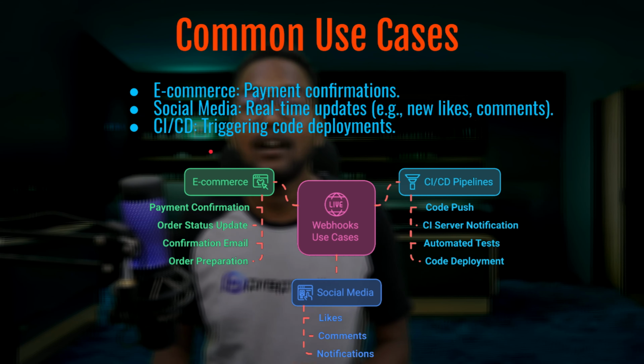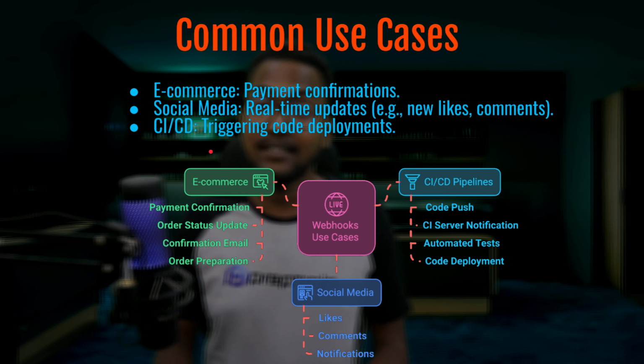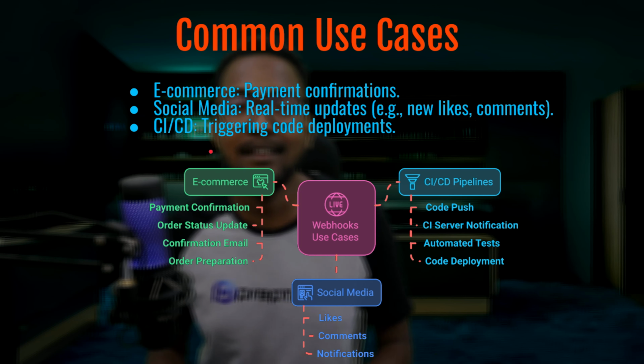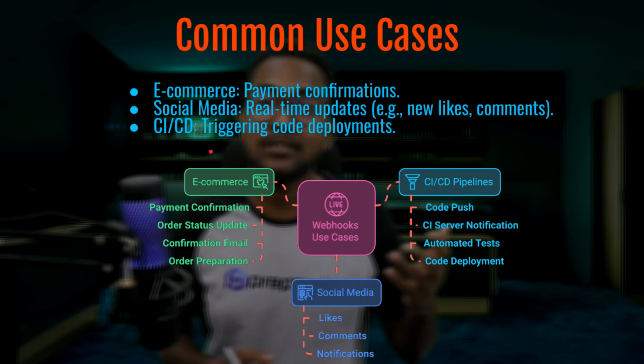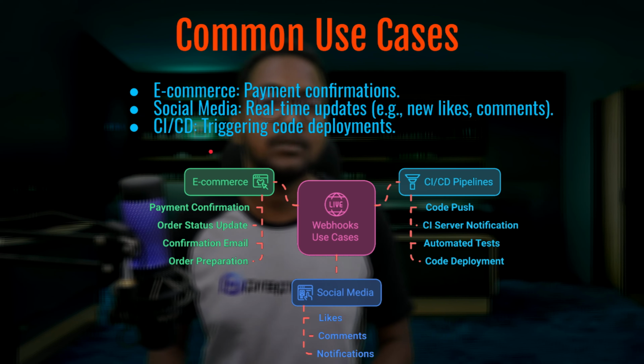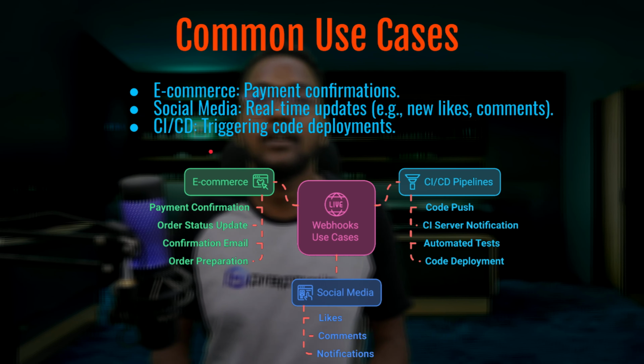Webhooks are also extensively used in CI/CD pipelines, basically continuous integration, continuous deployment pipelines. So in software development, when a developer pushes new code to the repository, let's say GitHub, a webhook can notify a CI server to start running tests or deploy the code immediately.